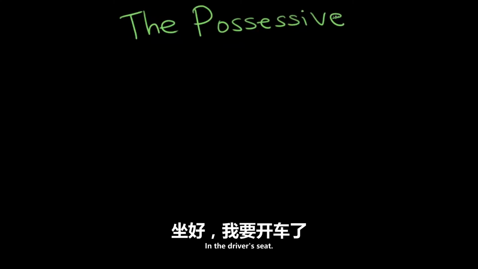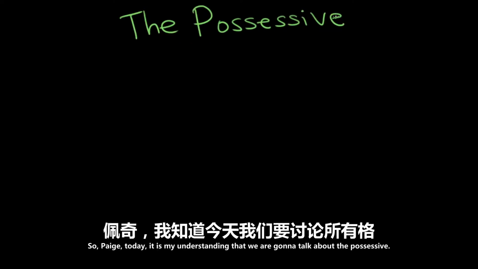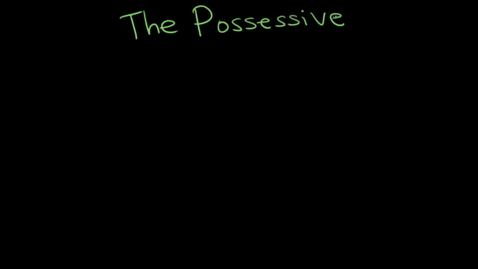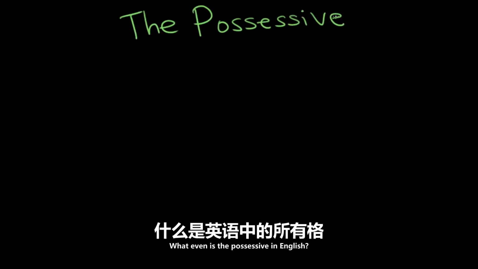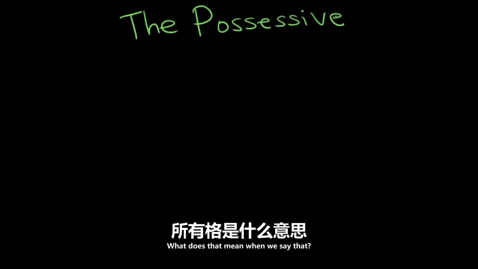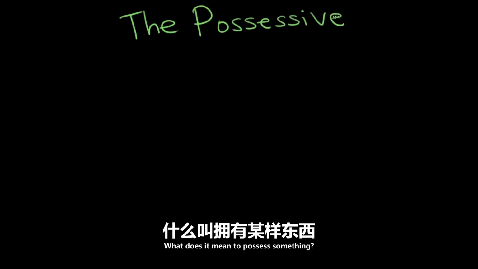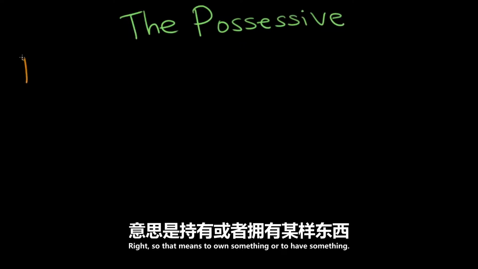In the driver's seat. So, Paige, today it is my understanding that we are going to talk about the possessive. That's right. What even is the possessive in English? What does that mean when we say that? Like, what does it mean to possess something? Right. So that means to own something or to have something.